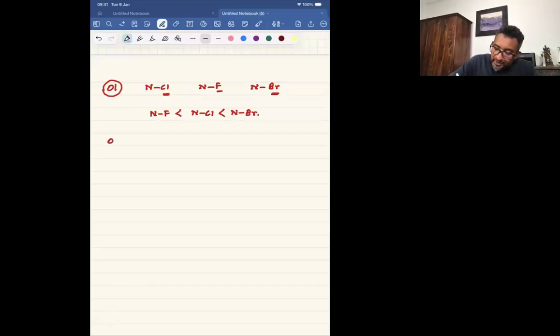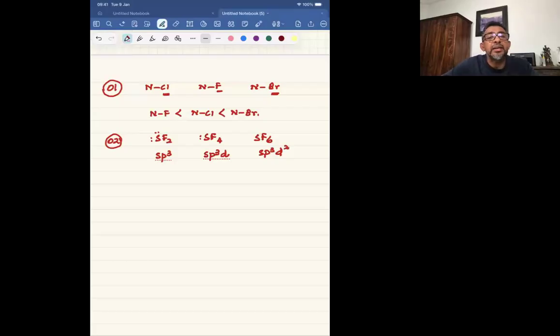Then let us look at the second one. The second example is SF2, SF4, and SF6. All are sulfur fluorine bonds. Now let us look at the hybridization. What is the hybridization? 1, 2, 3, 4, 5, 6. That means this is sp3. SF4 means 4 bonds, another 2 electrons. This is sp3d. This is sp3d2.